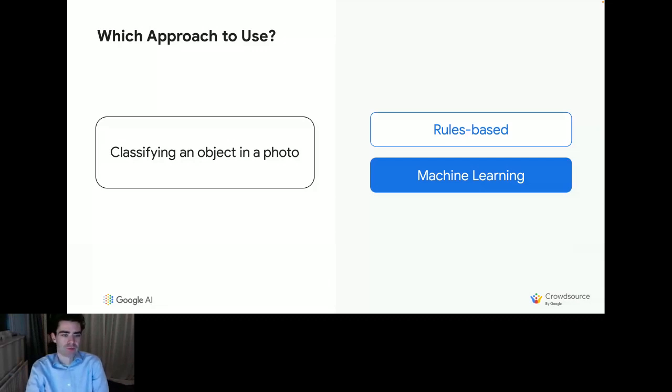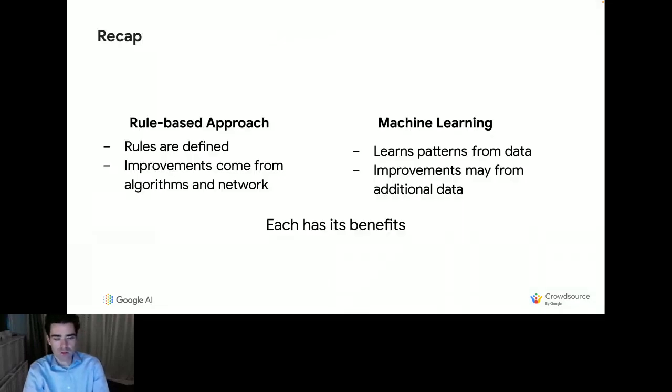But the key thing to know is that rules-based is based on kind of making a dictionary. If you're a computer programmer, you'll be very familiar with the reliance on dictionaries and looking up things, and that's what rules-based approaches do. They simply have an input dictionary, and then you get an output. Improvements come from algorithms and network. So an algorithm is just a system of equations or functions, which is input x, function, output y, and then network.